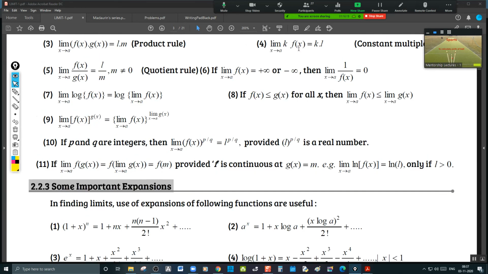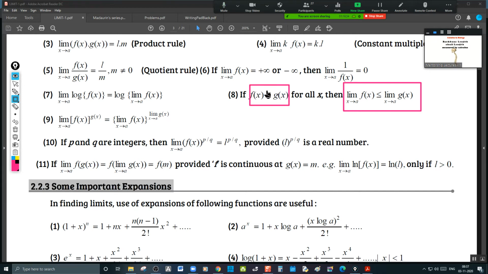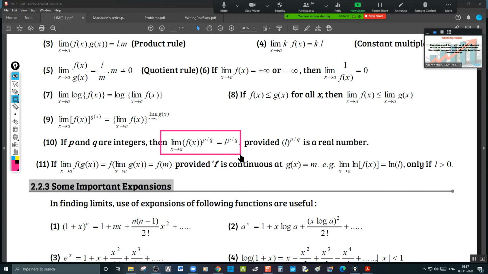One more important point you may come across in advanced level problems is that limit of f of x as x tends to a is less than or equal to limit of g of x as x tends to a, if f of x is less than or equal to g of x. Whatever inequality is there without the limit continues even after the application of limit. This is what you have to understand. Similarly, limit of f of x whole power p by q: p by q is a constant, and if the limit is L, then it is L power p by q. These are all the basics you know.